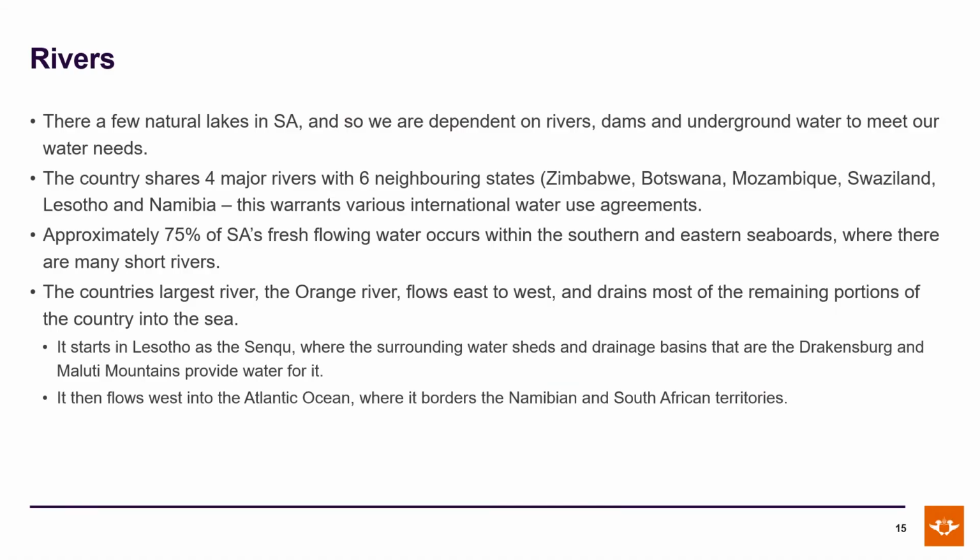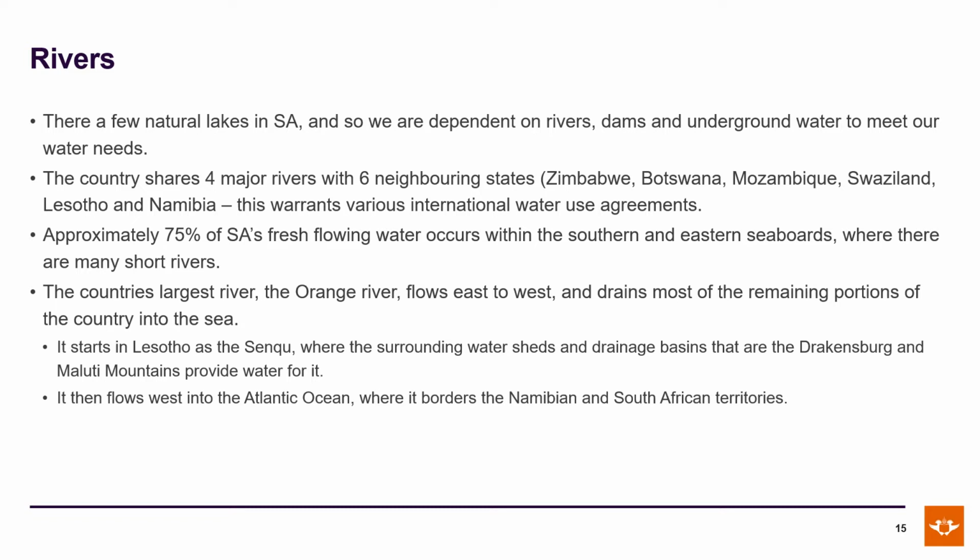If we have a look at rivers, there are very few natural lakes in South Africa, and so we are incredibly dependent on our rivers, dams, and underground water to meet our water needs. The country shares 4 major rivers with 6 neighboring states, which are Zimbabwe, Botswana, Mozambique, Swaziland, and also Namibia. And these then warrant various international water use agreements.